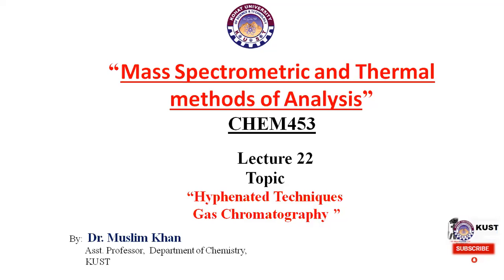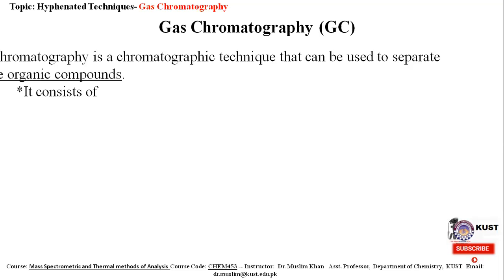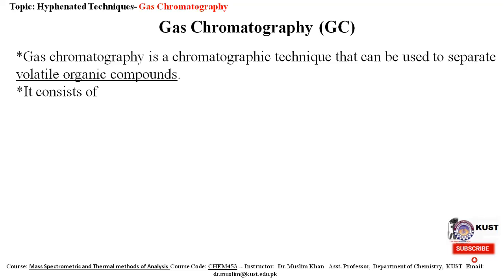The course code is CHEM453, mass spectrometric and thermal method of analysis. First of all, gas chromatography. Gas chromatography is a chromatographic technique that can be used to separate volatile organic compounds. Once again, this is a chromatographic technique that can be used to separate volatile organic compounds.